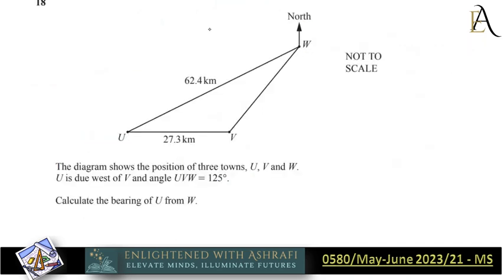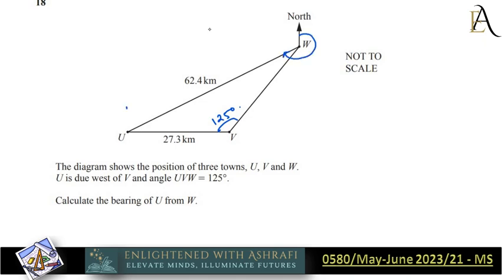Question number 18. The diagram shows the position of 3 towns U, V and W. U is due west of V and angle UVW is 125 degrees. Calculate the bearing of U from W. So this is what we have to calculate.